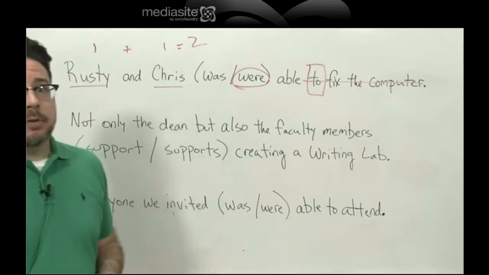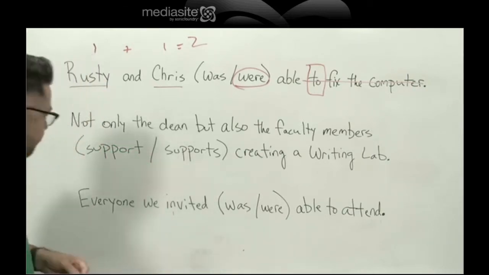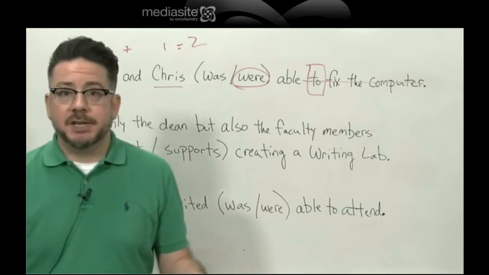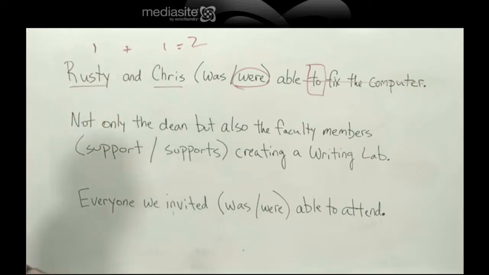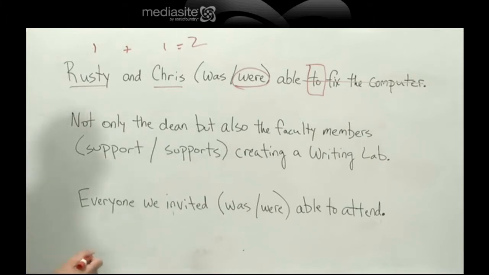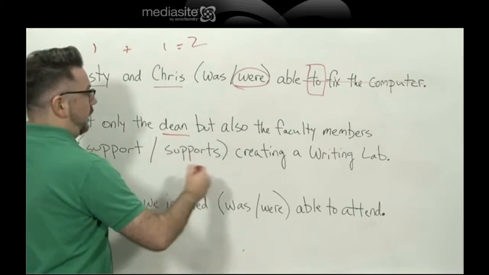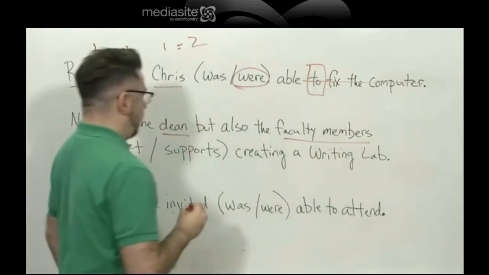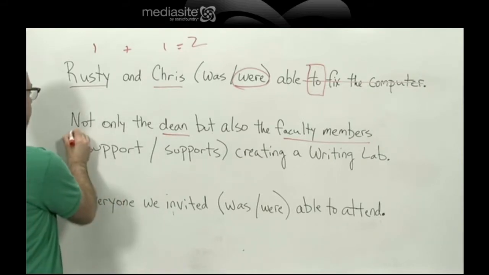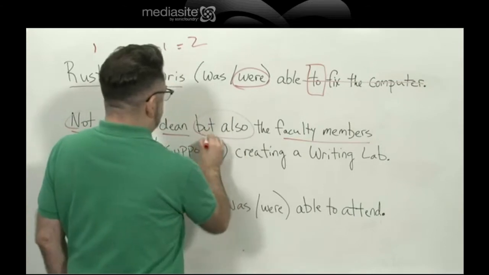Let's look at another example that also has a compound subject. Not only the dean, but also the faculty members either support or supports creating a writing lab. Now, do I have any prepositional phrases here that I need to get out of the way? Take a look. No prepositions in this sentence. So let's go ahead and look for the subject. We have a compound subject, so we have the dean and faculty members. Those are our subjects. But they are not joined by the word and, they're joined by not only, but also.